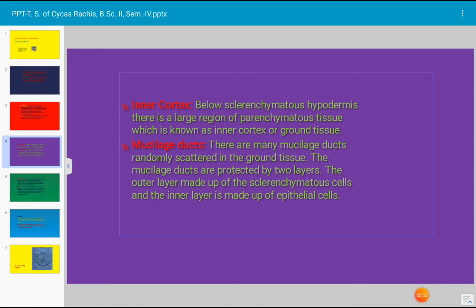Next point, mucilage duct. There are many mucilage secreting cells or mucilage ducts present in the ground tissue, and they are randomly distributed. They are distributed randomly in the cortex region. The mucilage ducts secrete a sticky substance. Mucilage ducts are protected by 2 layers. The outer layer is made up of sclerenchymatous cells, and the inner layer is made up of epithelial cells.